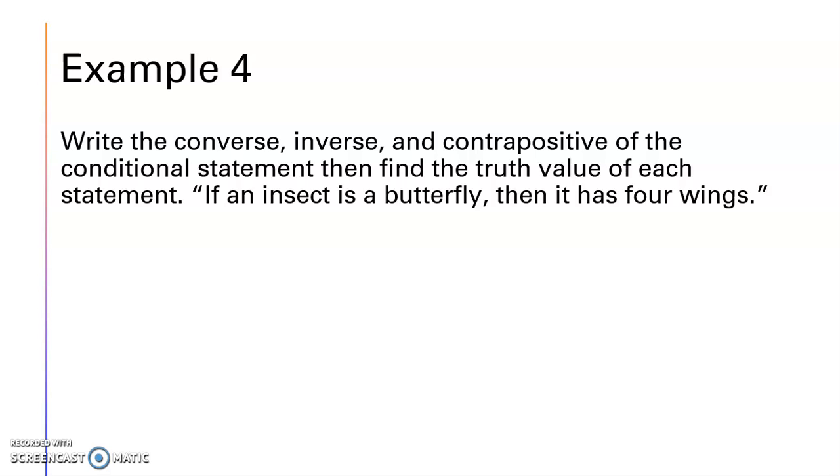In example 4, they want you to write the converse, inverse, and contrapositive of the conditional, and then tell if each one is true or false. So it says, if an insect is a butterfly, then it has 4 wings. And just so you know, butterflies do have 4 wings. They're just hard to see, but they do have 4 wings. So see if you can write a converse, inverse, and contrapositive, and then determine whether they are true or false.